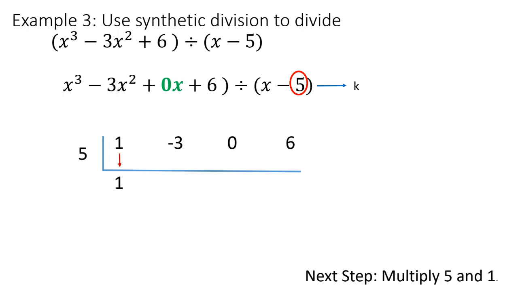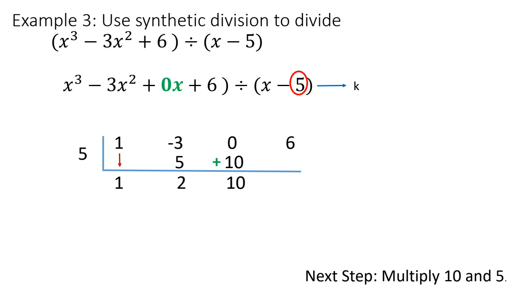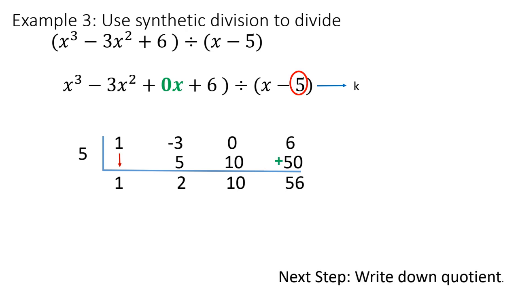5 times 1 is 5. -3 plus 5 is a positive 2. 5 times 2 is 10. 0 plus 10 is 10. And then 5 times 10 is 50, excuse me. And 6 plus 50 is 56. Yes? So again, doesn't make us very happy, but hey, we did synthetic division. We do have a remainder.